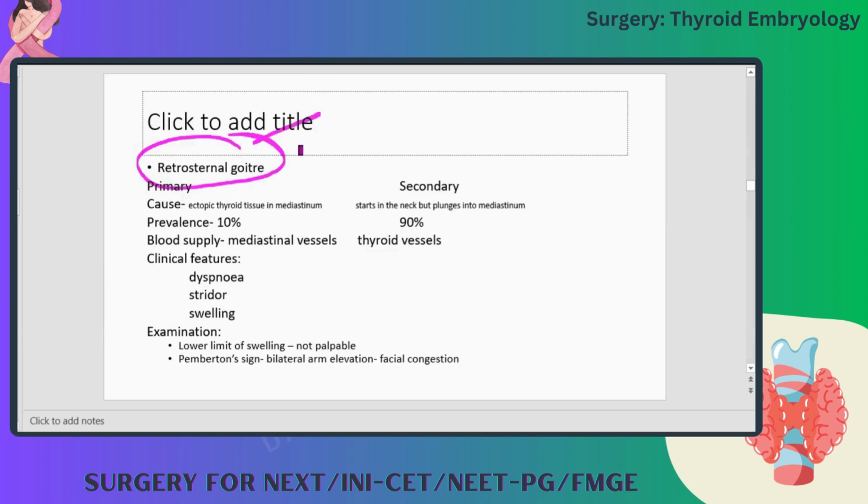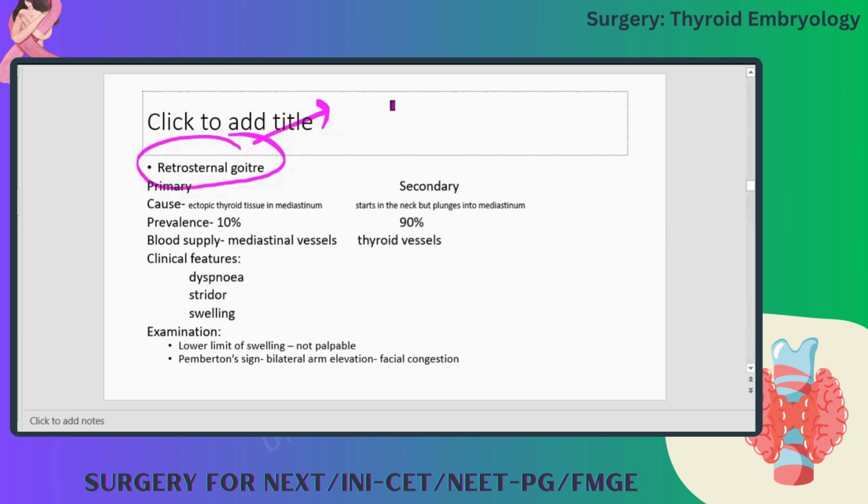Retrosternal goiter. What is this? What is the single point you know about retrosternal goiter? Examination point: the lower limit is not felt. The lower limit is not felt.